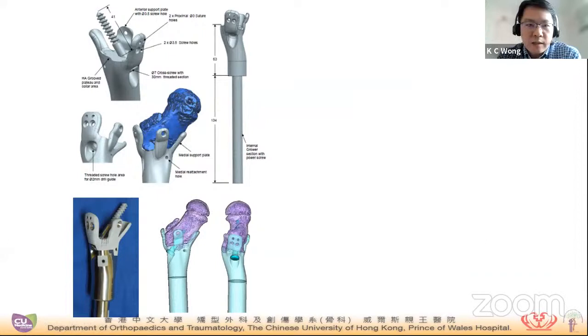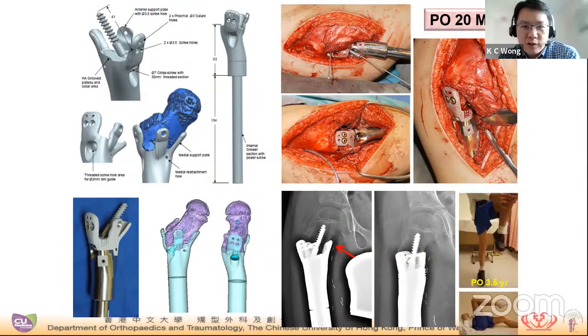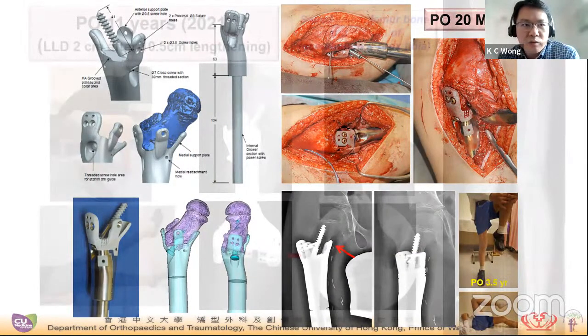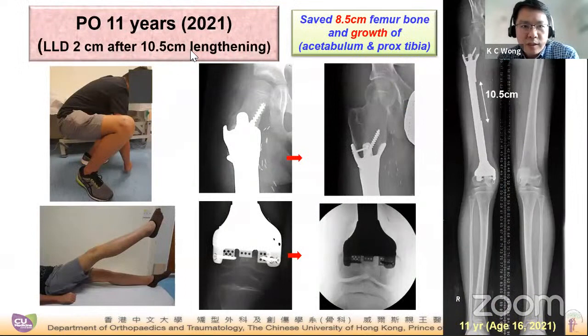And then we put the screw over the central part instead of the medial part, because for the femur head we find that it is actually in some sort of valgus direction. And then we successfully salvaged this leg, which is now 11 years old. So we have a 10.5 cm lengthening, the maximum lengthening for this implant, with good function.